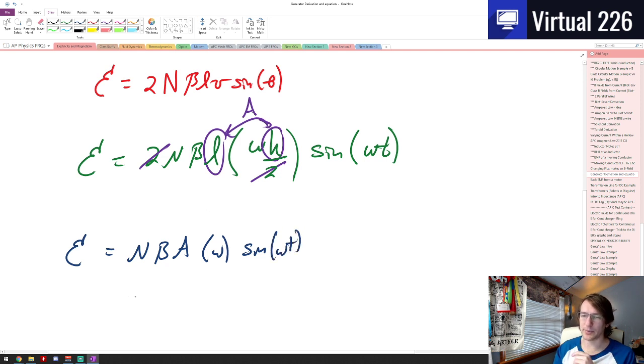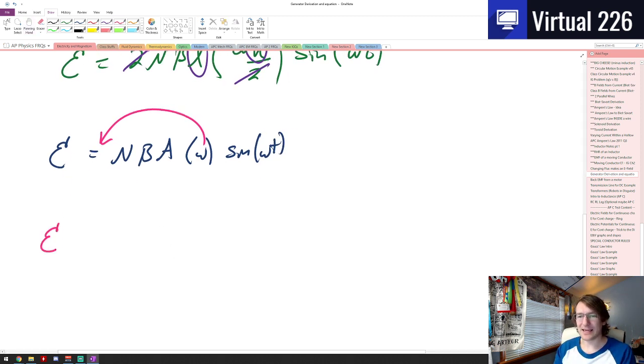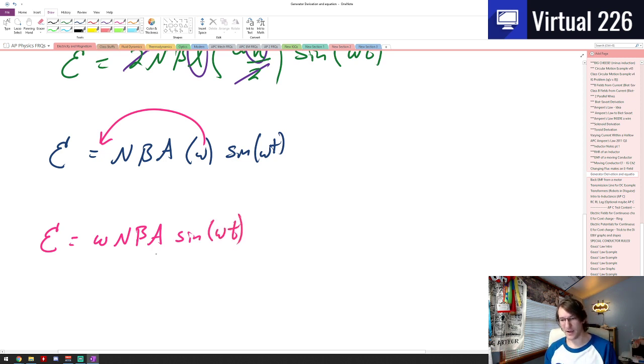t, which I personally like to write, if I pull that omega to the front side, I like to think that the EMF generated by a rotating loop in a B field is equal to the WNBA, or the Women's National Basketball Association, sine omega t. And that's it. That will give us the EMF generated as this is spinning at some rate, even with those sine components there.